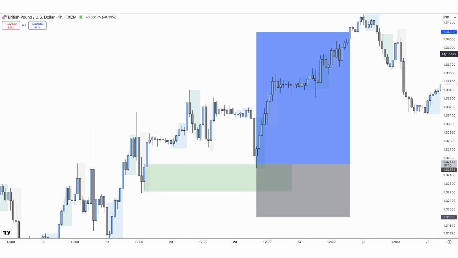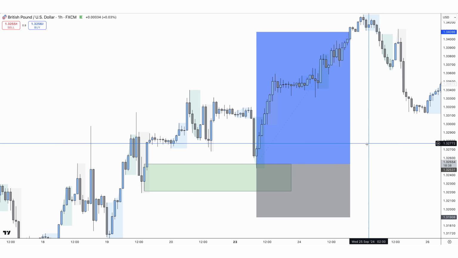Even just little wicks and tiny movements against your trade can stop you out, turning potential big winners into immediate losers. There are 2 core mistakes that traders make when positioning their stops. Number 1 is having your stop loss too close. Number 2 is having your stop loss too far away.